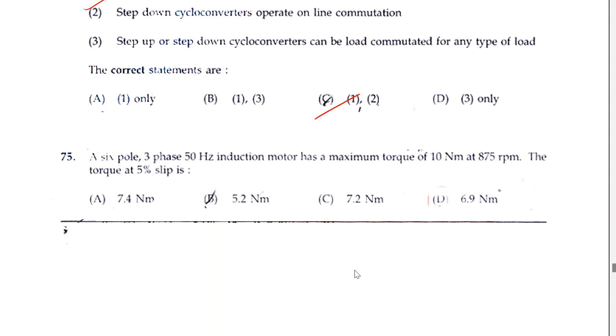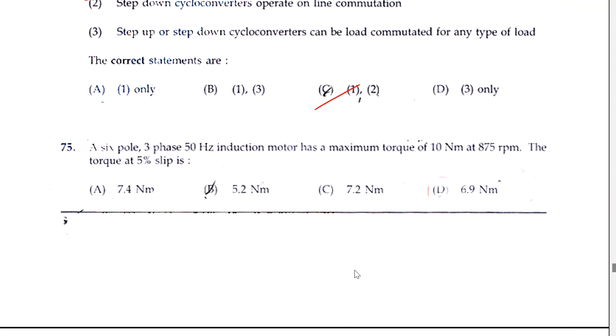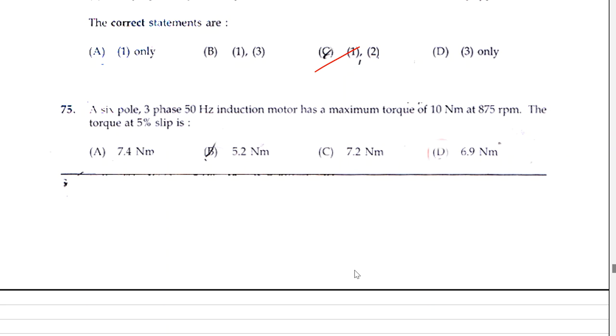Next one. A 6-pole 3-phase 50 Hz induction motor has a maximum torque of 10 Newton meter at 875 rpm. The torque at slip 5% is. Okay, so it's a standard direct question. So we'll substitute the formula here. So what is the formula here?